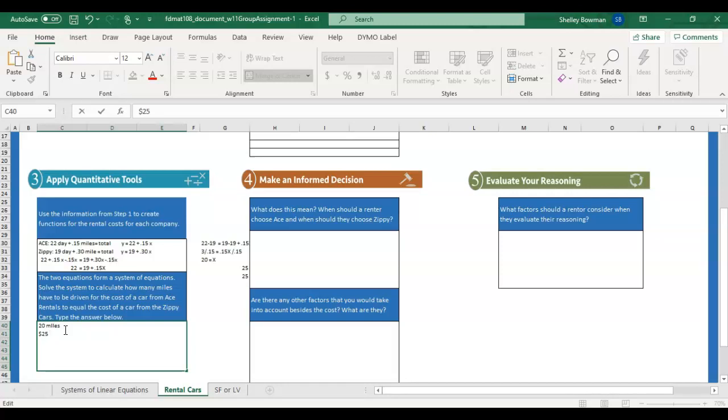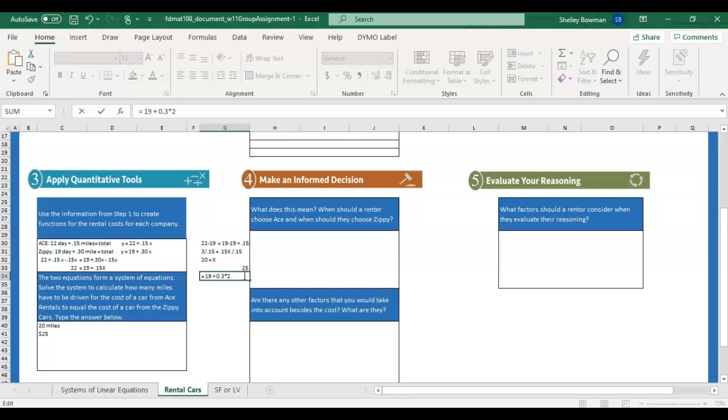Now we can go back and see in here if I do more or less miles, what does that mean for the cost of each of these, and see which one is the better deal if I go more miles versus less miles. And that would be something to take into account in the next part over in number 4 right here. So to do that, you would simply just take these two equations and change the x, and so we could go to 21 or 22 miles and see what that does for the cost of each of these. Let's go ahead and do that.